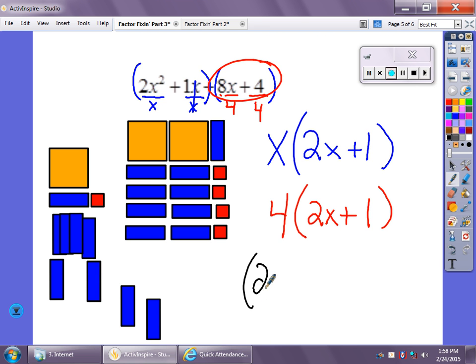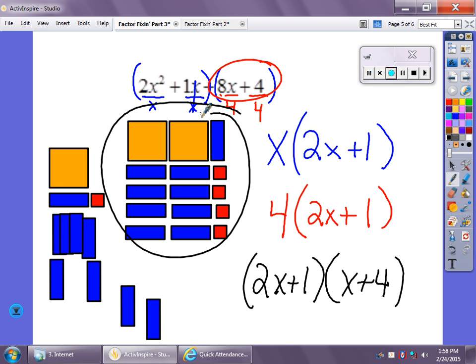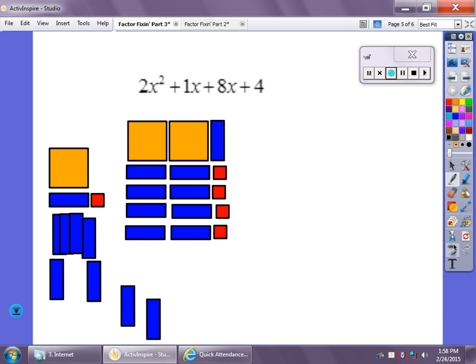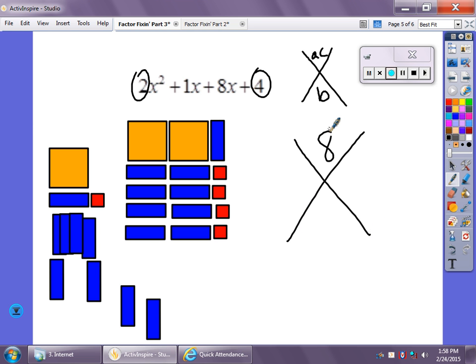So what matches is 2x plus 1, and what doesn't is x plus 4, which is the same exact answer I got from this diagram here. Okay? So I'm going to show you one other method. If you remember in the last video, I talked about A times C, and I said that that was going to come back later. So my A times my C is my 2 times my 4, which is 8.